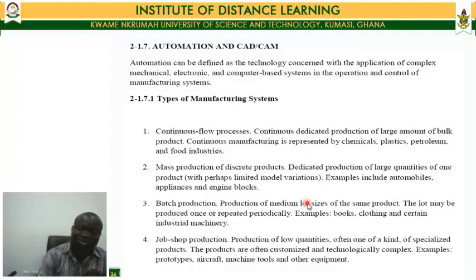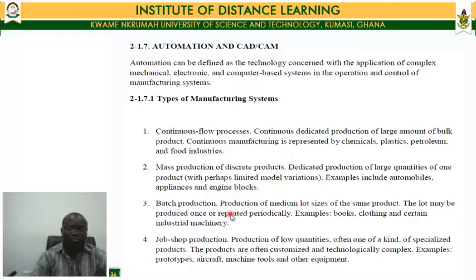Now, in mass production of discrete products, there's a dedication to production of large quantities of one product, perhaps with some limited model variation. These are typical examples of automobiles. When we take cars, what goes on in car production is mass production of discrete products, because the car as a product is made up of a number of components. So it's not just one bulk material. They have a number of parts joined together to form the car, and then it is produced on a mass scale.